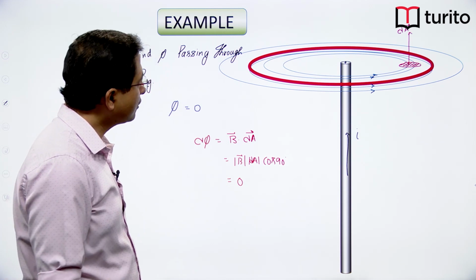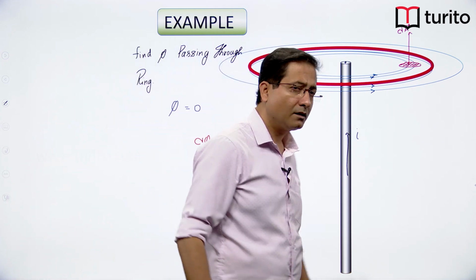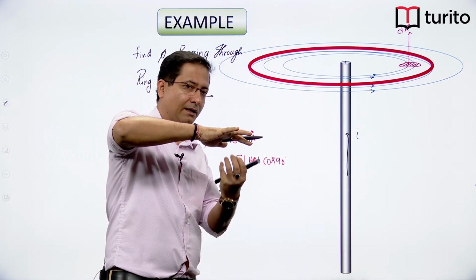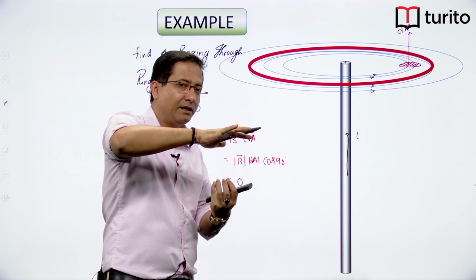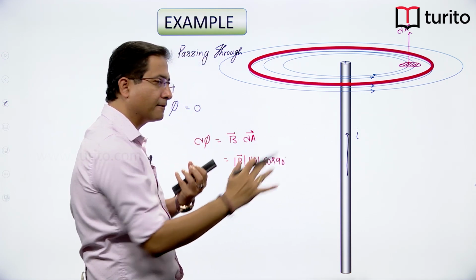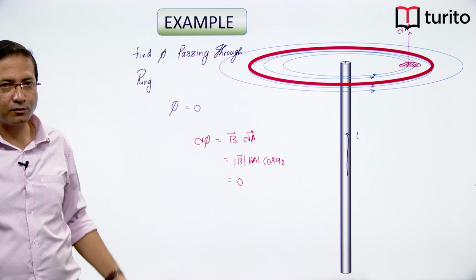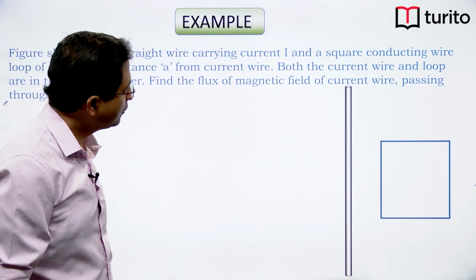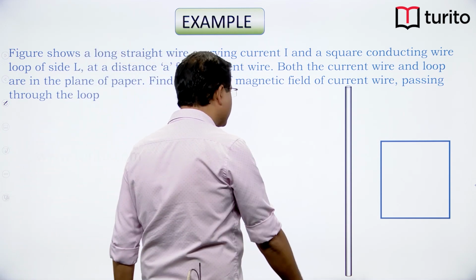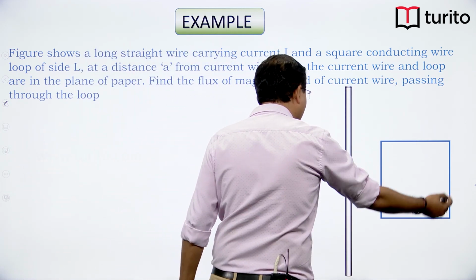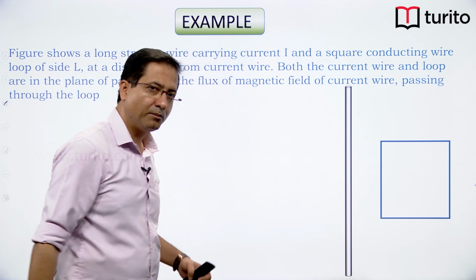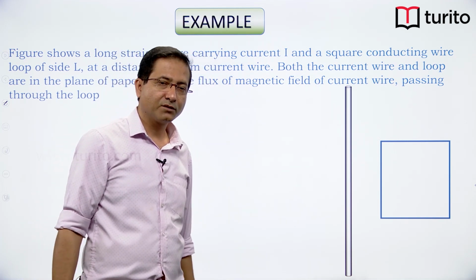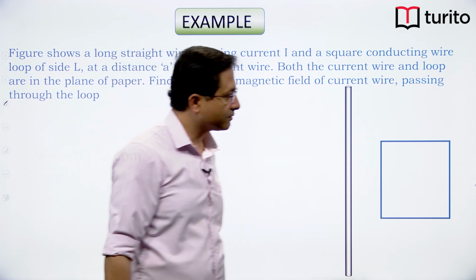Now instead of placing the ring this way, if I place a loop parallel to the wire, then how much would be the flux? So let us see the next example. There is an infinite straight current carrying wire and a loop placed beside the wire, and I am asking how much is the flux passing through this loop. You can go through the question once.